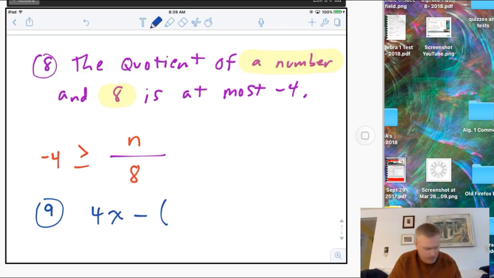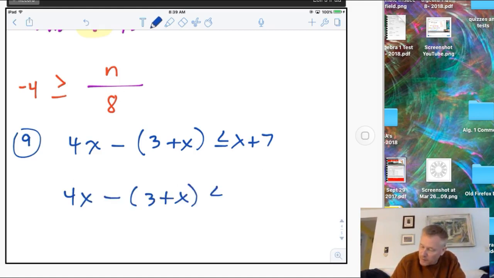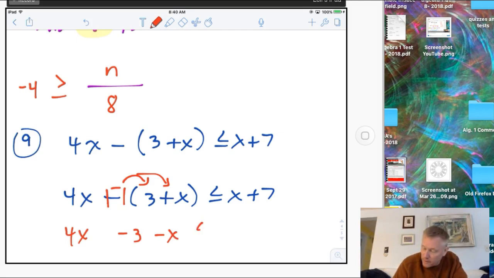Number 9. 4x minus the quantity 3 plus x is less than or equal to x plus 7. Okay, so when I solve this, I like using the plus negative with this. I make fewer mistakes. I get more points on tests is what I found. So I'm going to change that to a plus negative. Now, there's an implied number in front of that parentheses, and it's a 1. So if I now take the negative 1 and distribute it to both of those terms, I will get the correct answer.